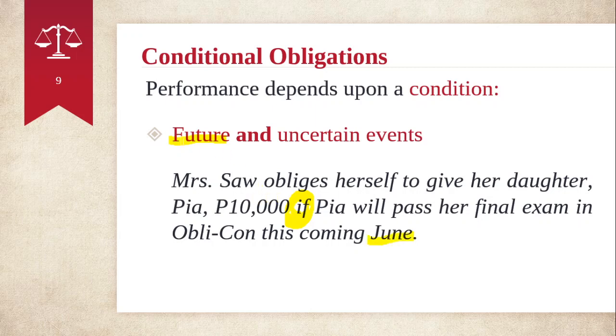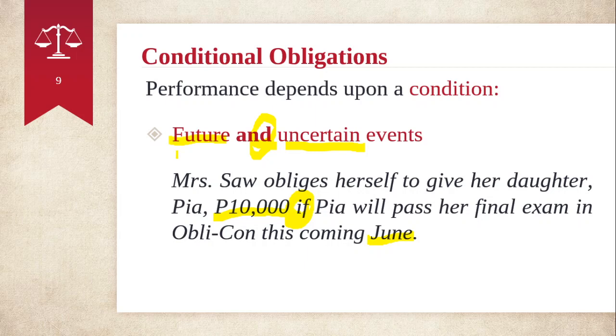June. And uncertain. Bakit uncertain? Hindi pa naman tayo sure kung papasa ba siya or hindi ngayong June. Right? So, hindi pa tayo sure kung makakatanggap nga ba si Pia ng 10,000. Hindi pa tayo sure kung magkaka-obligation nga ba si Mrs. So ng 10,000. Because the obligation is a conditional obligation. There is this future and uncertain event kung saan magbe-base kung magkakaroon ba ng obligation or wala.